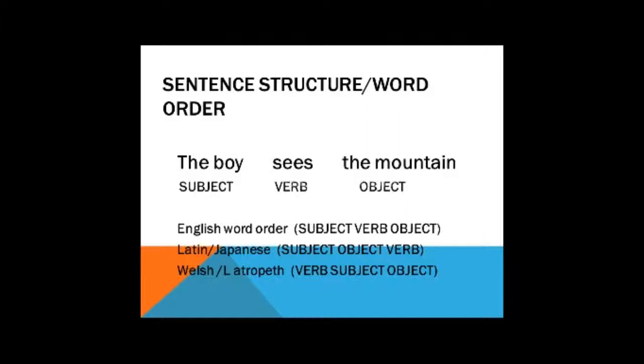So the equivalent sentence in a subject, object, verb language in terms of order would be, the boy the mountain sees. That's how you would order the constituents. And then you have your verb initial languages, verb, subject, object, sees the boy the mountain. Example languages, Celtic languages such as Welsh, and indeed Latropeth, my language, is actually a verb, subject, object language. There are other possible word orders, they tend to be a lot less common in the languages of the world. So I'm just illustrating these three.